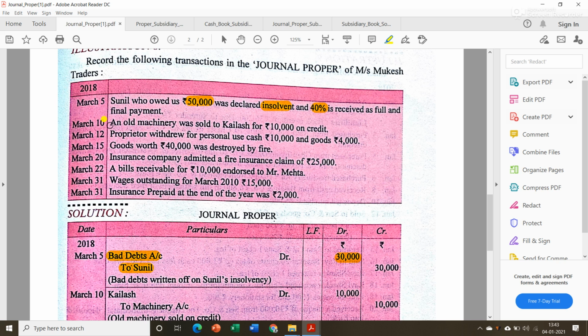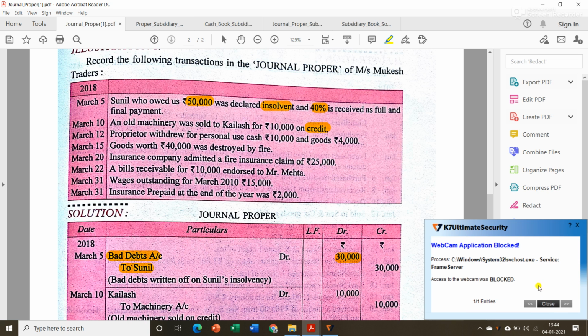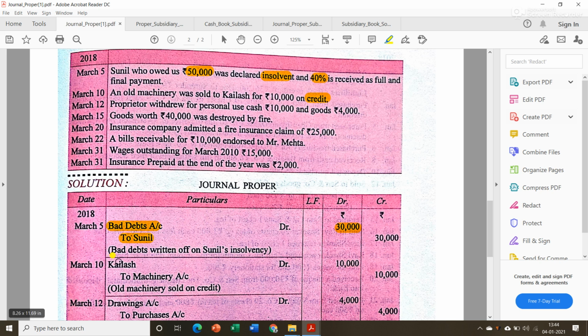Then next on March 10, an old machinery was sold to Kailash for 10,000 on credit. If we had sold that machinery for cash, then we would have received cash and recorded it in the cash book. But this machinery was sold on credit, and this machinery is not our goods, it is our fixed asset that we have sold. So this entry also we will record in journal proper. So the entry will be Kailash debit to machinery 10,000.